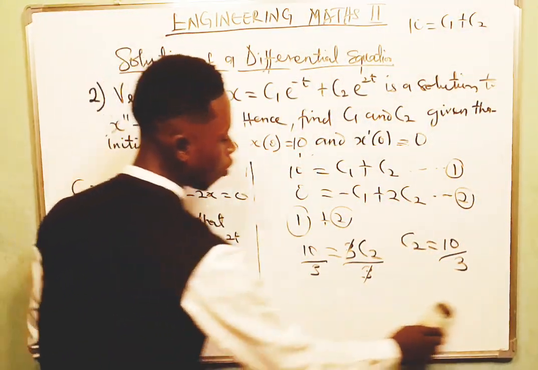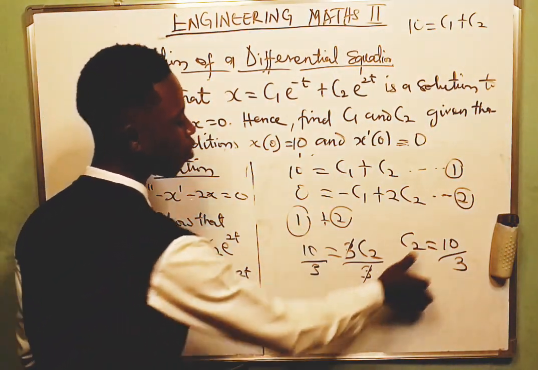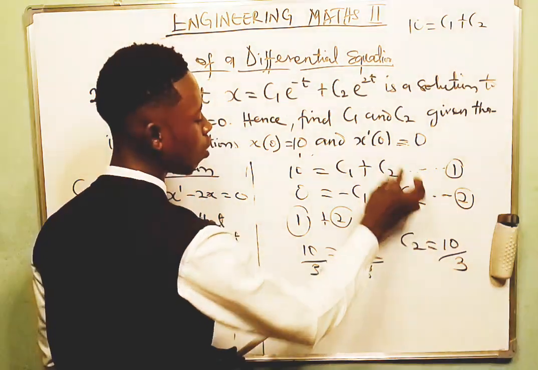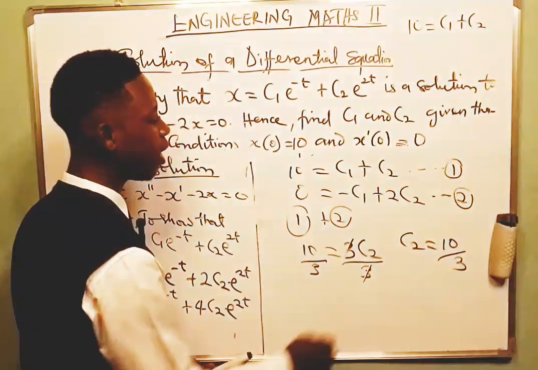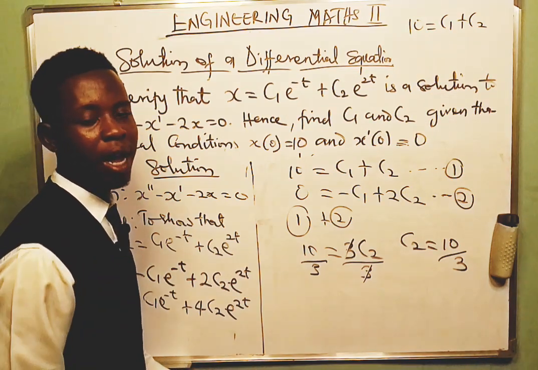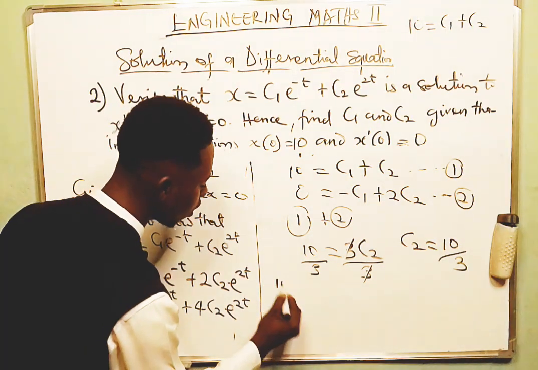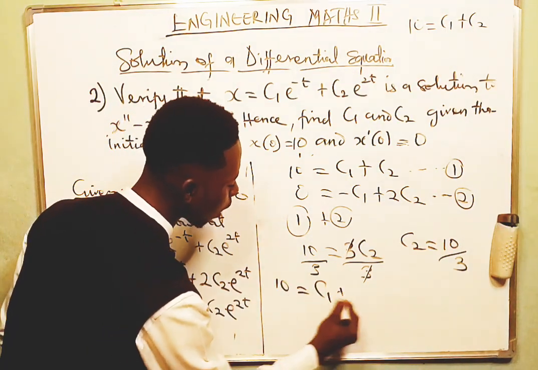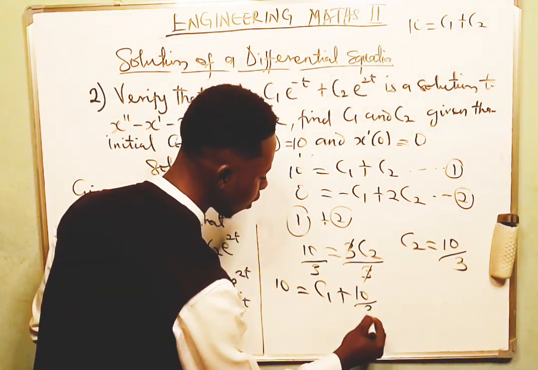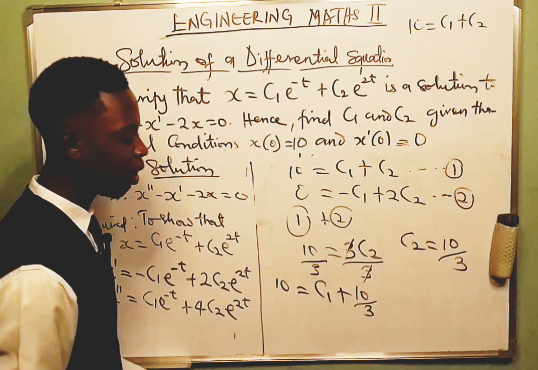Now, for us to find our C1, we have to substitute the value of C2 as 10 over 3, either in equation 1 or equation 2. Any of them that you use, you still get the same answer, but I want to use equation 1. So we have 10 equal to C1 plus C2, which is 10 over 3. What will I do to get my C1? I have to collect like terms.